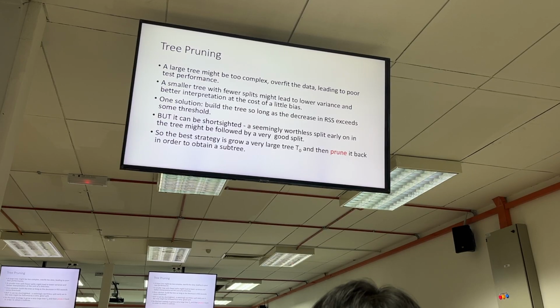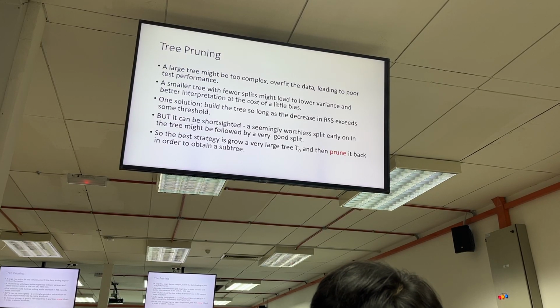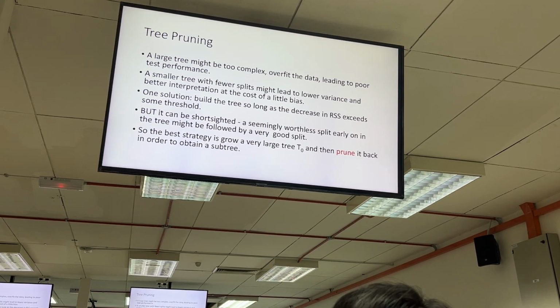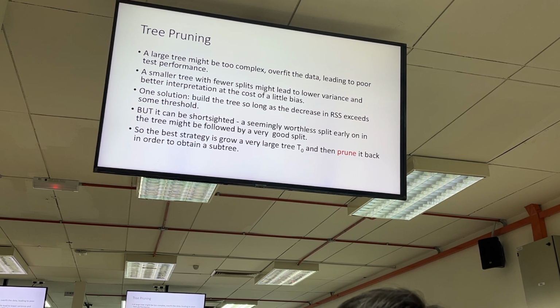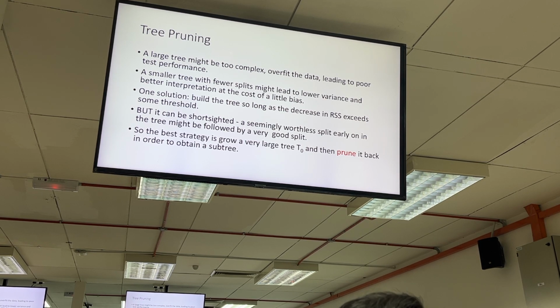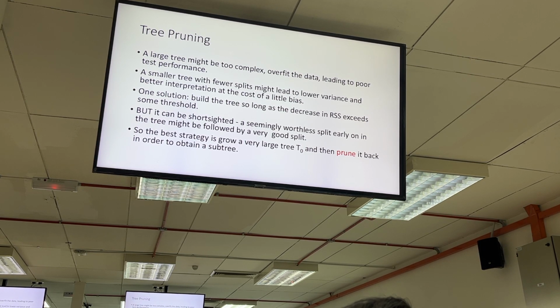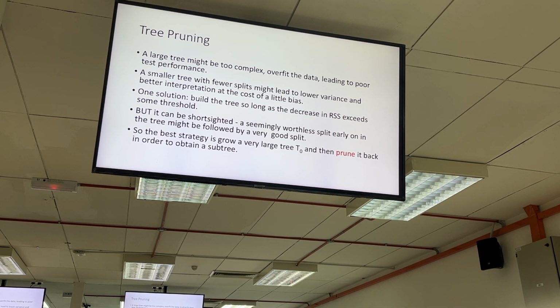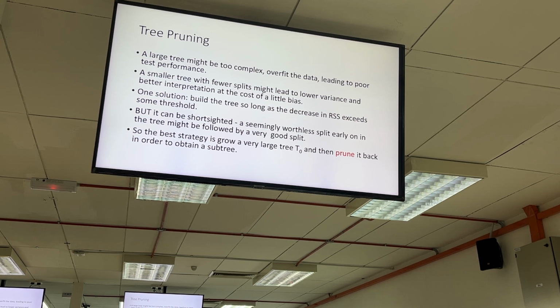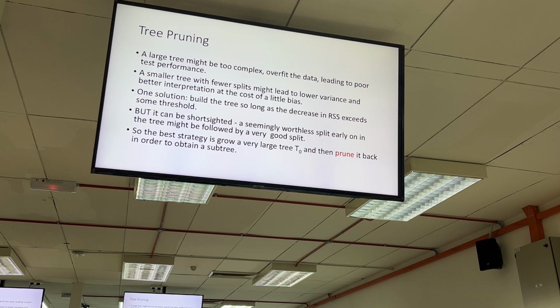This is when we have a very large tree. A large tree might be too complex. What's going to happen is that if you have a complex tree, when you try to apply it to a new data set, it might not perform well. And here is when we call that the model is already overfitting. Okay? And it leads to poor test performance, poor test accuracy.